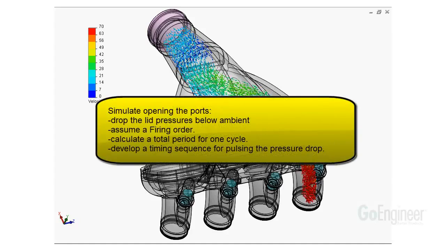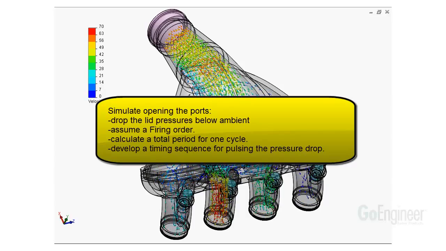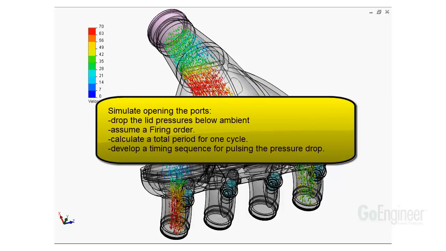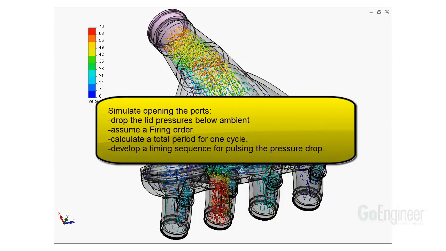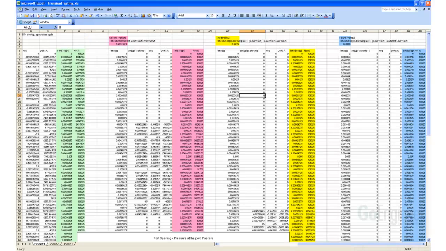We can simulate the openings at the cylinder ports by dropping the lid pressures below ambient over a period of time. We assume a firing order, calculate a total period for one cycle over the RPM we want, and develop a timing sequence for pulsing the pressure drop. We can develop the datasets in Excel, for example.